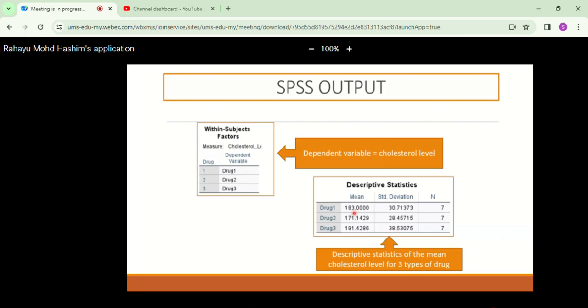As we can see from here, the highest mean cholesterol level is from drug 3. The second highest is from drug 1, and the lowest is from drug 2. Even though drug 3 has the highest mean cholesterol level, its standard deviation is also the highest. And the same goes for drug 2. Even though the mean is the lowest, the standard deviation is also the lowest.